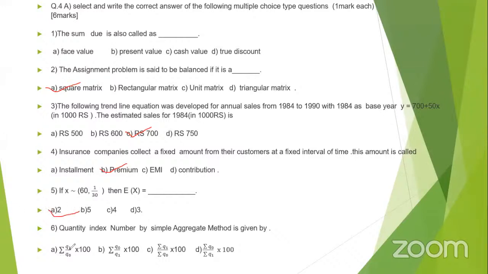Sixth, the quantity index number by simple aggregate method is given by, and the correct option we have is C, that is summation of current year quantity upon base year quantity into 100. So this is about the fill in the blanks.